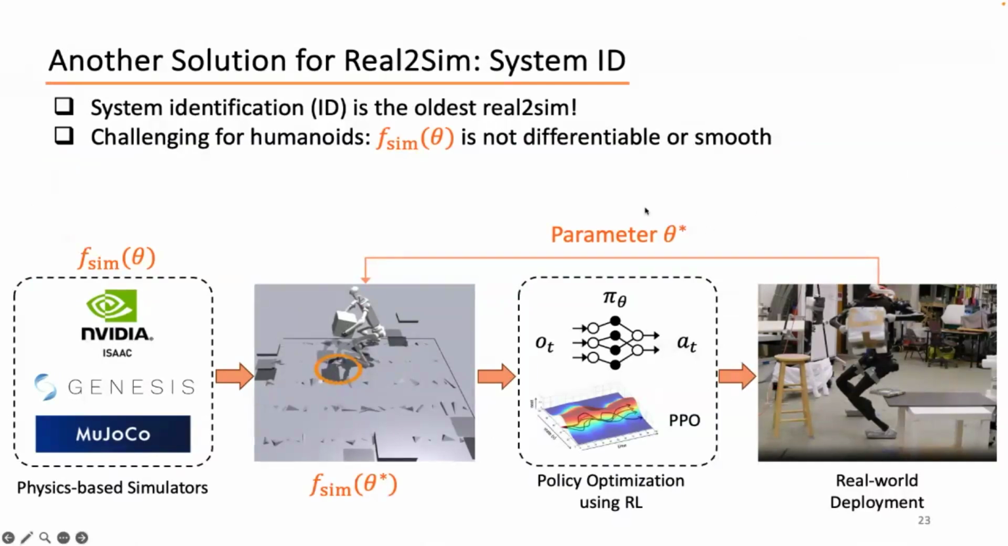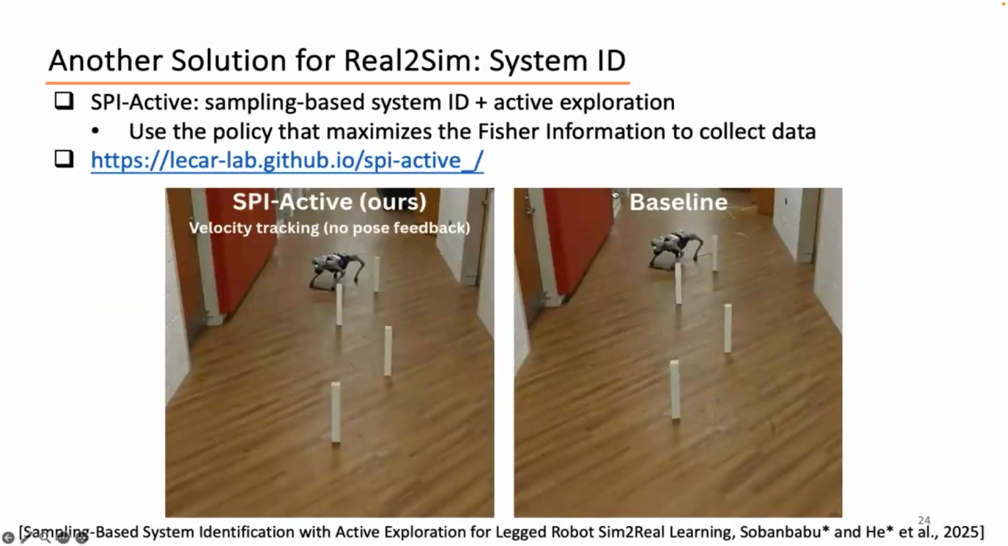However, the main challenge for humanoid is that f sim theta is neither differentiable nor smooth. So system ID of humanoid could be very hard because this function f sim theta is very, very complex. So recently we released an open source framework called SPI Active, doing sampling-based system ID with active exploration for legged robots. I don't have time to go into detail, but the basic idea is we use the policy that maximizes the information to collect data.